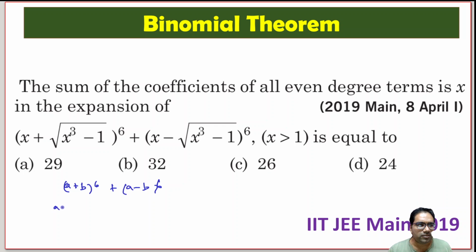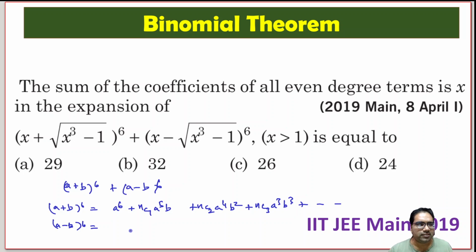What is (a + b)^6? It looks something like a^6, that is 6C0 a^6, plus 6C1 a^5 b plus 6C2 a^4 b^2 plus 6C3 a^3 b^3 and so on. What is (a − b)^6? (a − b)^6 is again a^6 minus 6C1 a^5 b.